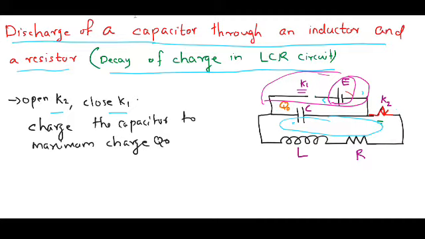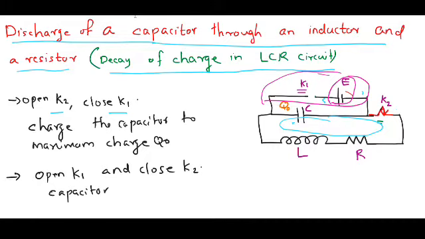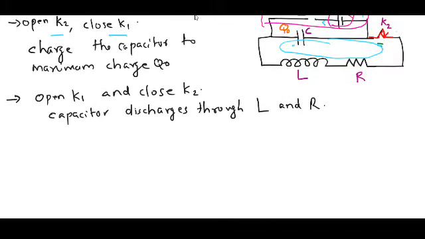Fine, let me note down those points also. To discharge the capacitor, first we have to open the key K1 and close K2. What will happen? The capacitor discharges through inductor and resistor. Then during this discharge, let Q be the charge on the capacitor at an instant of time.